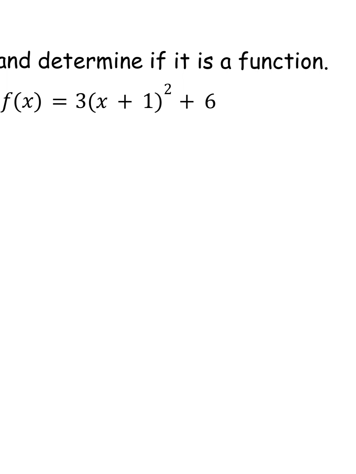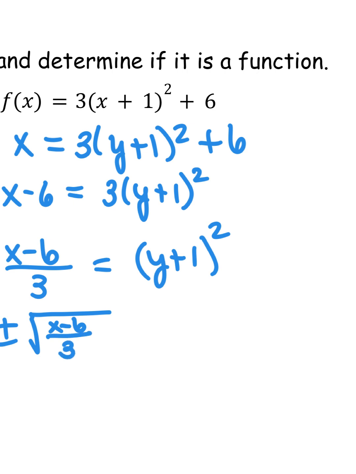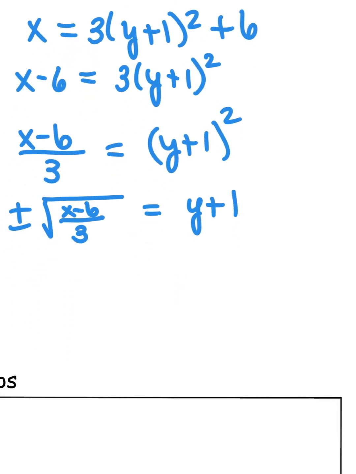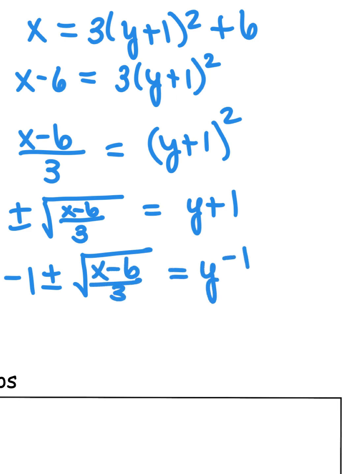What do we need to remember? So I got plus or minus the square root. Make sure it's big enough that you can keep that denominator in there. And that's going to equal y plus 1. Now what? So I'm going to get negative 1 plus or minus the square root of x minus 6 over 3 equals y inverse. Okay, now yesterday, do you remember when we did our fold over of our quadratic? How did we make it to where our inverse would be a function? We restricted the domain. And we restricted the domain at the vertex.